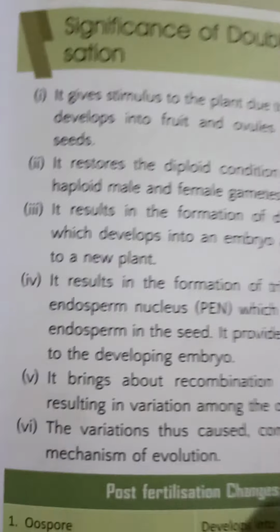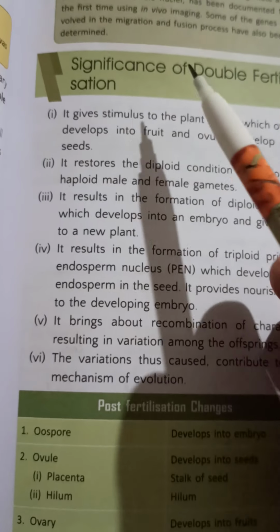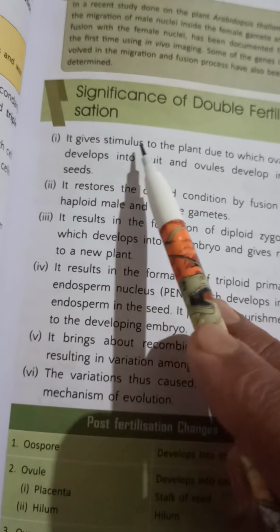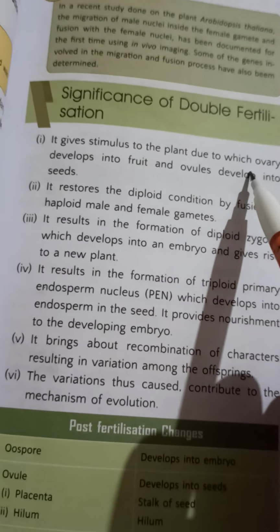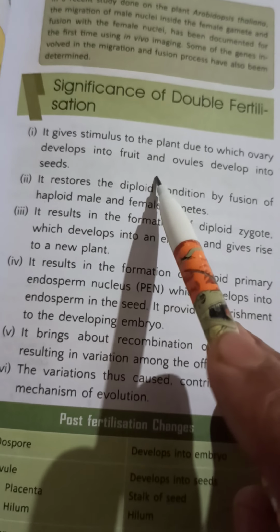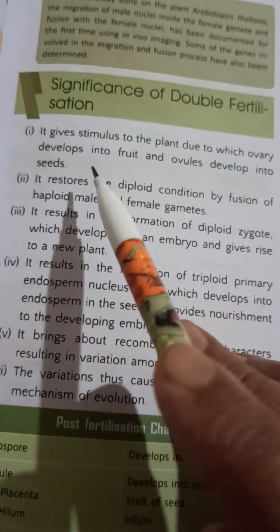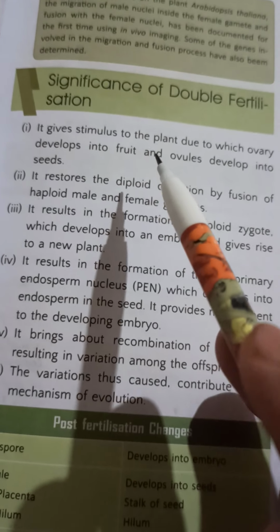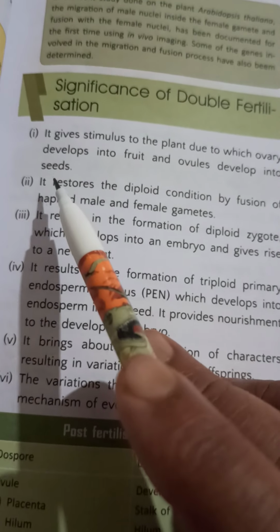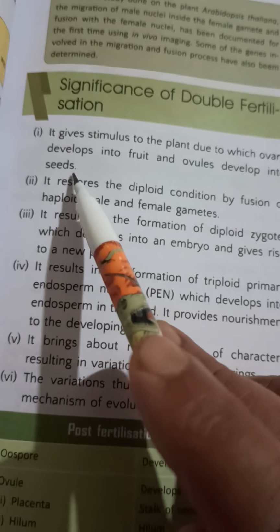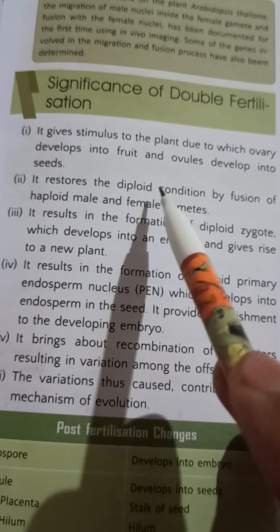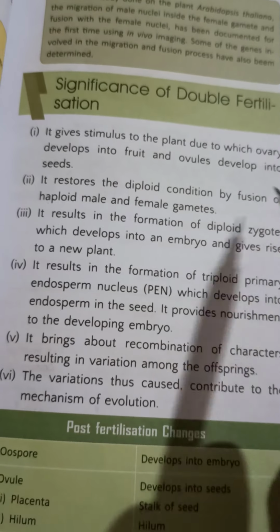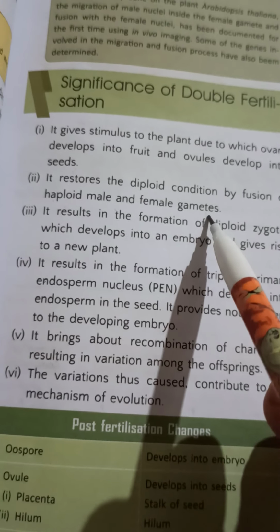So what is the significance of double fertilization? It gives the stimulus to the plant, due to which the ovary develops into fruit and the ovule develops into seed. এর ফলে কি হয়? ওভারিটা ফ্রুটে কনভার্ট হয় এবং ওভিউলসটা সিডে কনভার্ট হয় বা বীজ তৈরি হয়। It restores the diploid condition by fusion of haploid male gamete and female gamete.